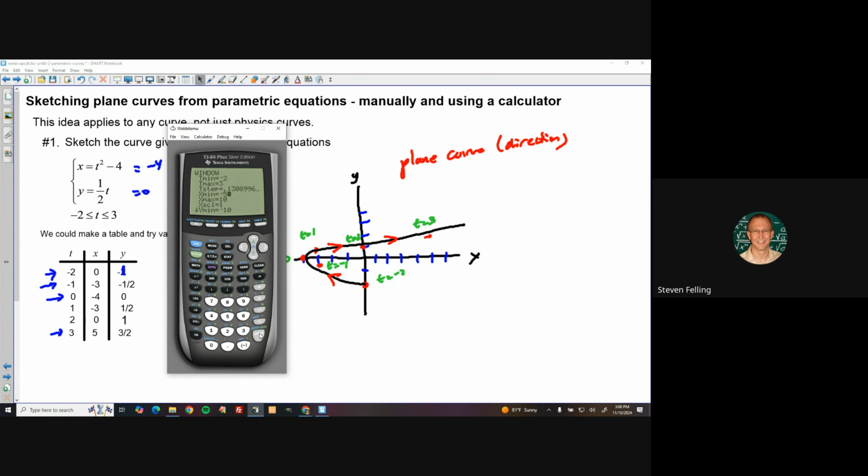So -5 to 5 in the x. And then I'm going to scroll down further and make the y limits -5 and 5 on the window. And then when I hit graph, I should get something that looks a lot like our curve there, right? All right, so that's how you can force a calculator to graph that.